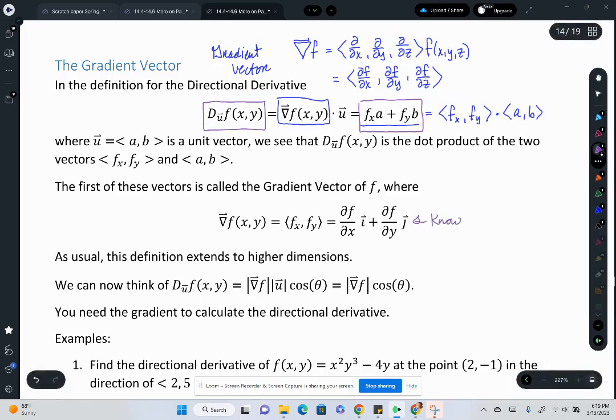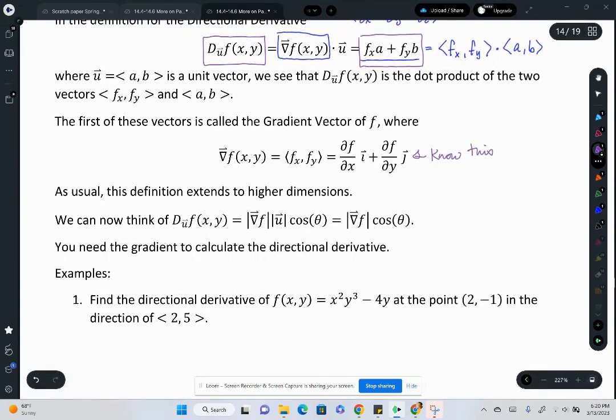We are going to see the del operator in the future in chapter 16, and we're going to see it do different sorts of operations. So we want to be comfortable with the gradient vector and what's happening with the del operator in the gradient vector, so that we're comfortable with the further operations that we see. Okay, and so this definition will extend to higher dimensions, of course.